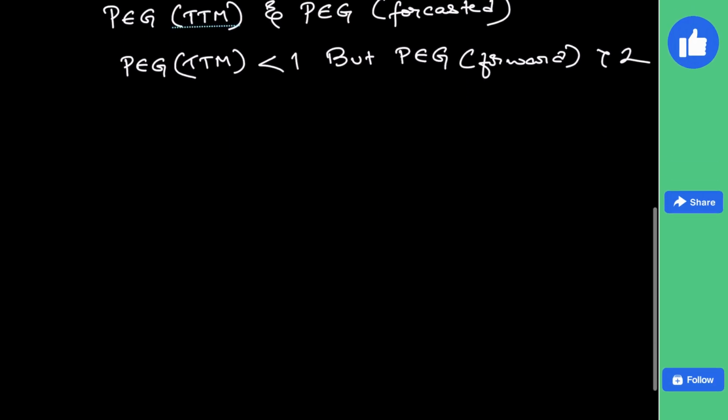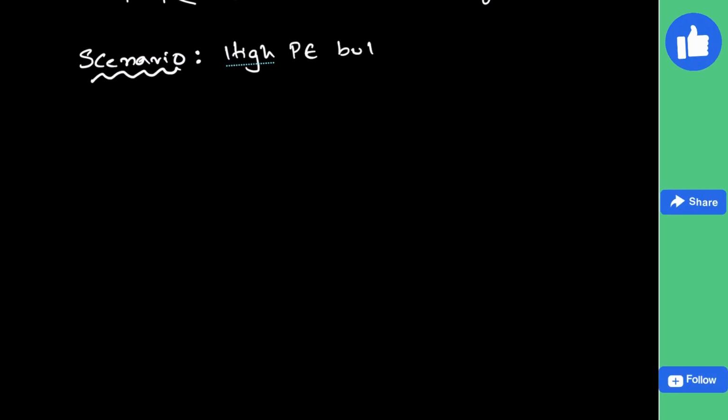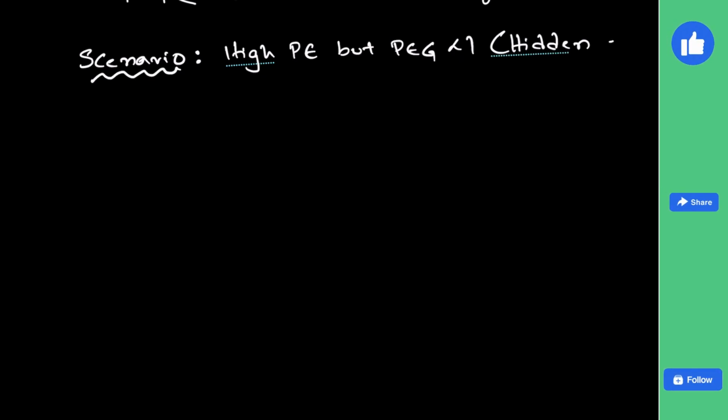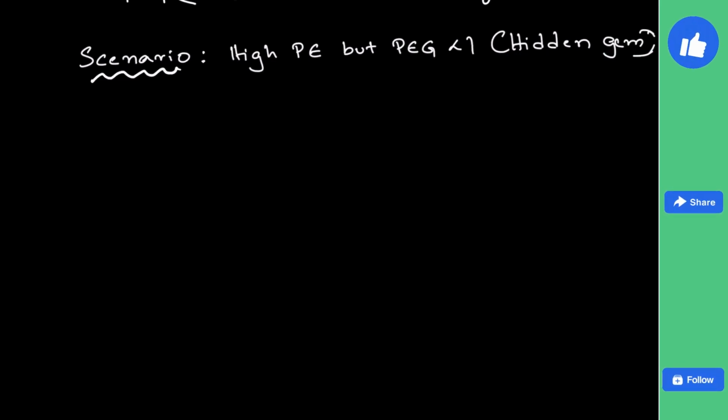Now let's take the use case scenarios and see a few of them. Scenario 1: high PE but PEG less than 1. We say this is a hidden gem, because on the face it appears expensive since PE is high, but PEG is less than 1 because the growth rate is higher. Let's take an example.